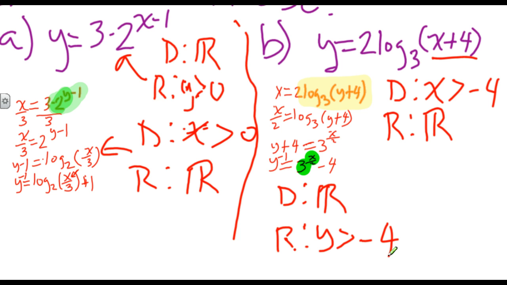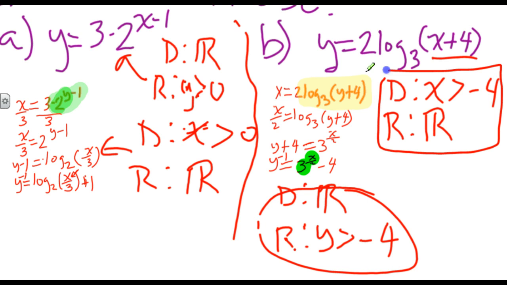Again, comparing these domains and ranges with these domains and ranges, notice that they just switch places with each other, as they should. Okay, well that's it for inverse functions, exponentials, and logs.